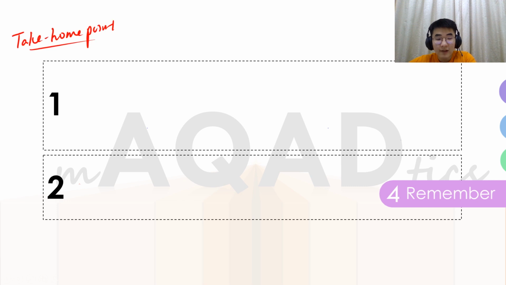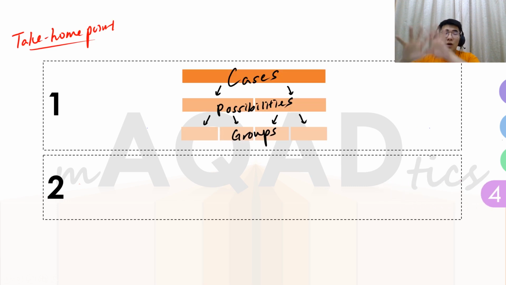Okay, so here's the take-home points for this video. So the first thing is, for this kind of big questions, let's identify the cases that we have first. Okay, and among those cases, we split them into its possibilities, and to find the number of ways, we split those objects into groups. Okay, so we are able to find for each group what is the number of ways that we can arrange them.